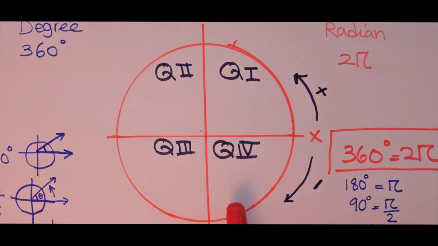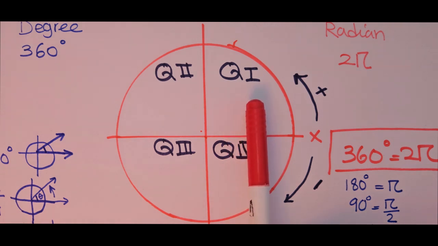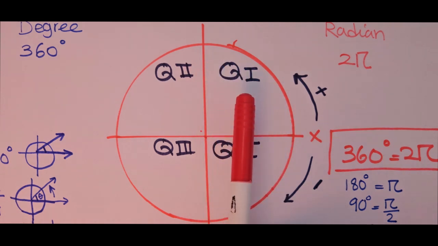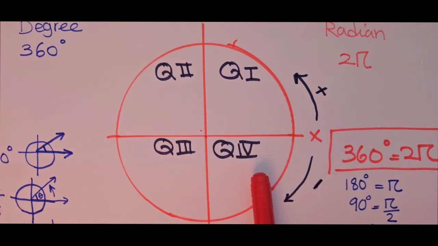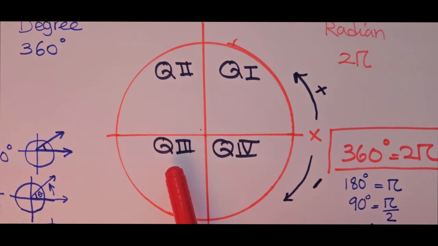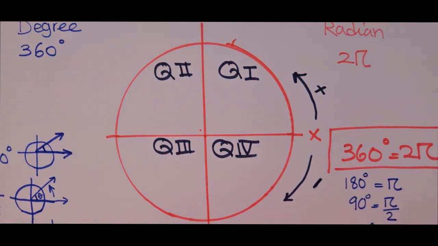Each circle is divided into 4 equal parts, or 4 quadrants. And this is how all the mathematicians number them. If you move anti-clockwise, quadrant 1, 2, 3, 4. So whenever we refer to quadrant 3, this is the one. You have to learn how they are arranged.